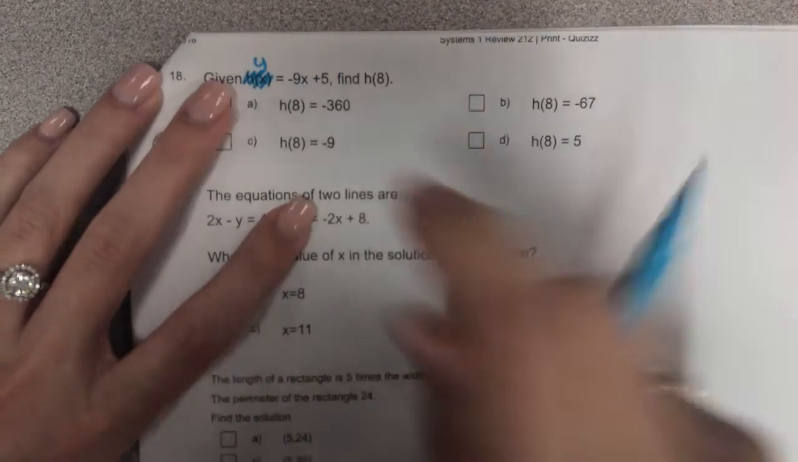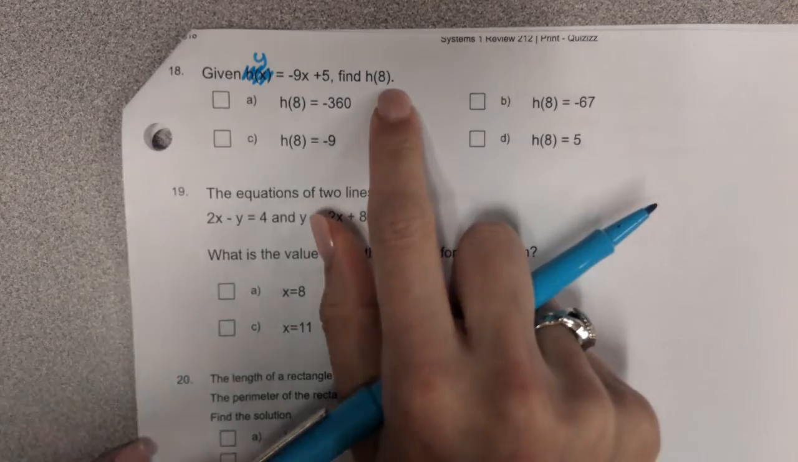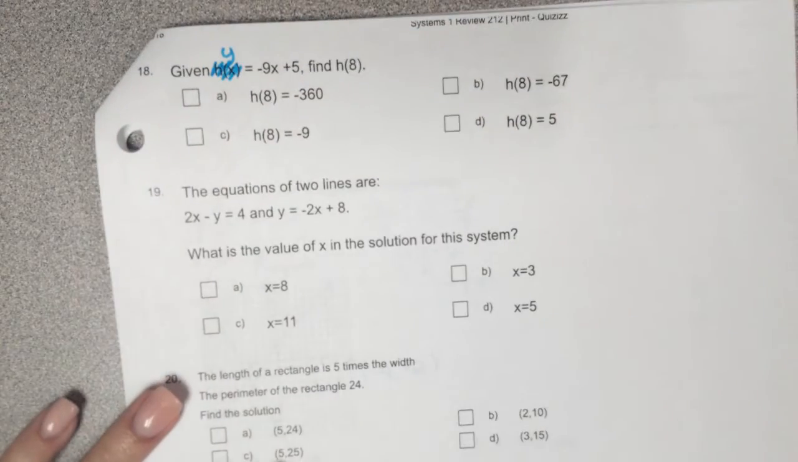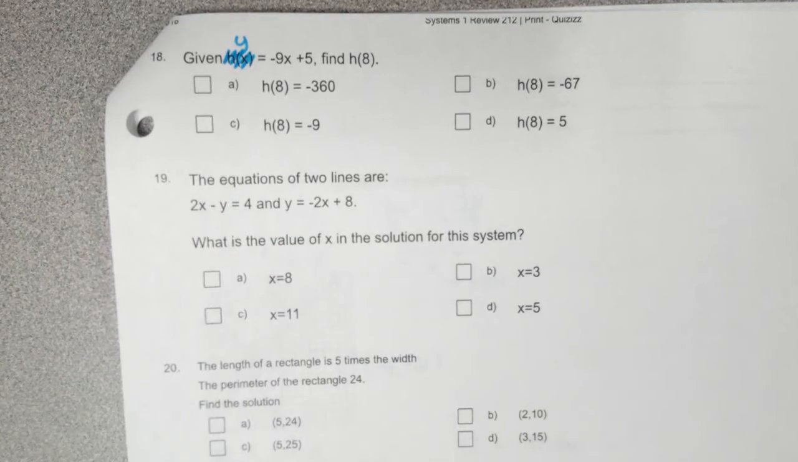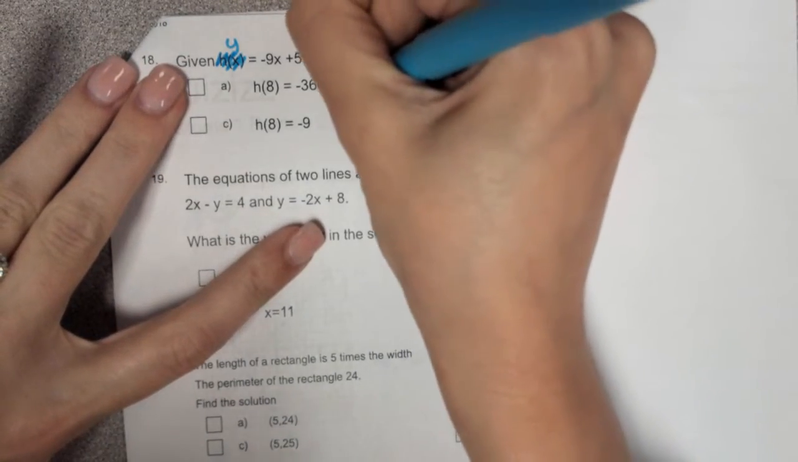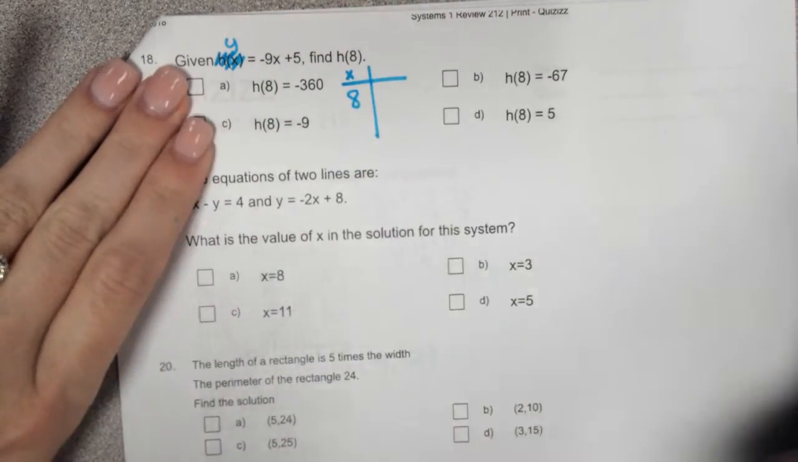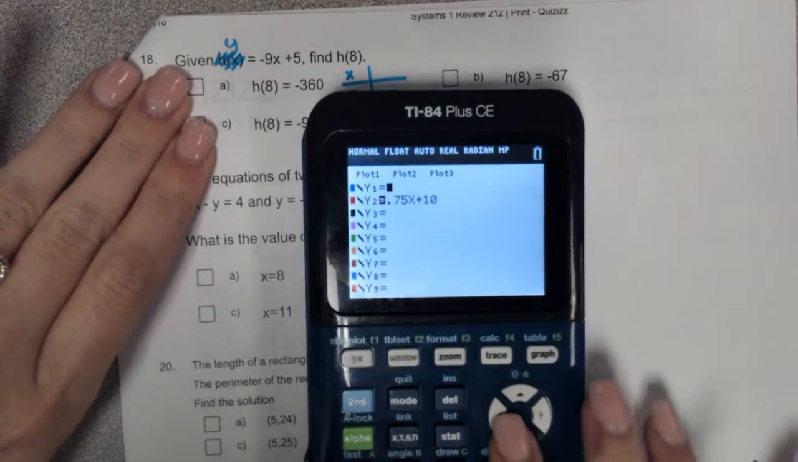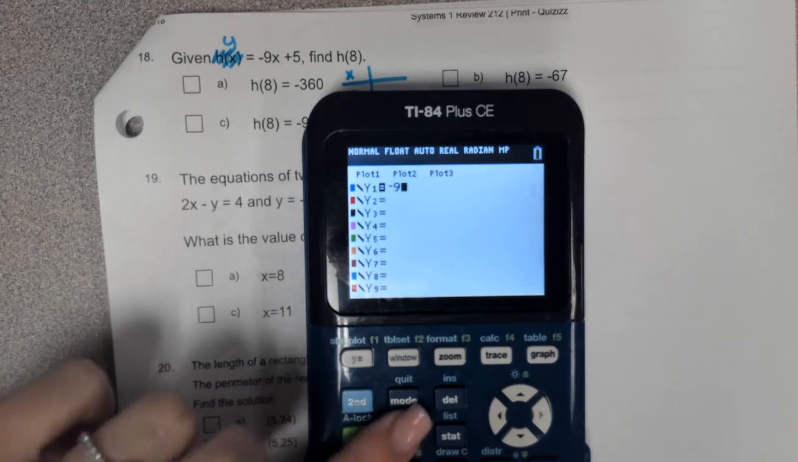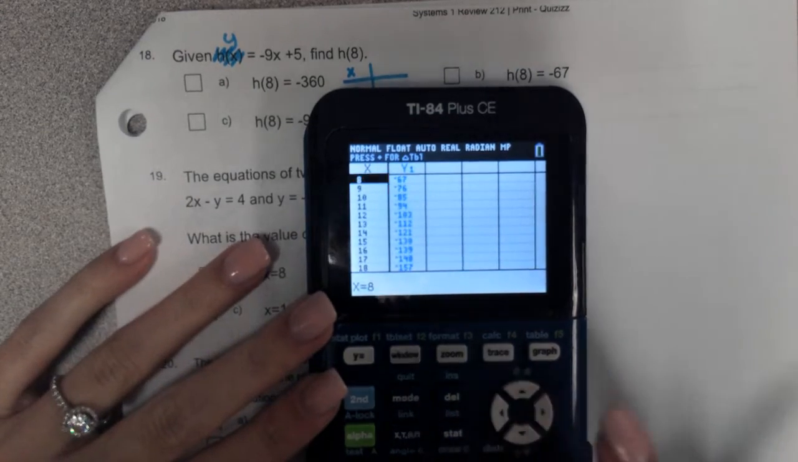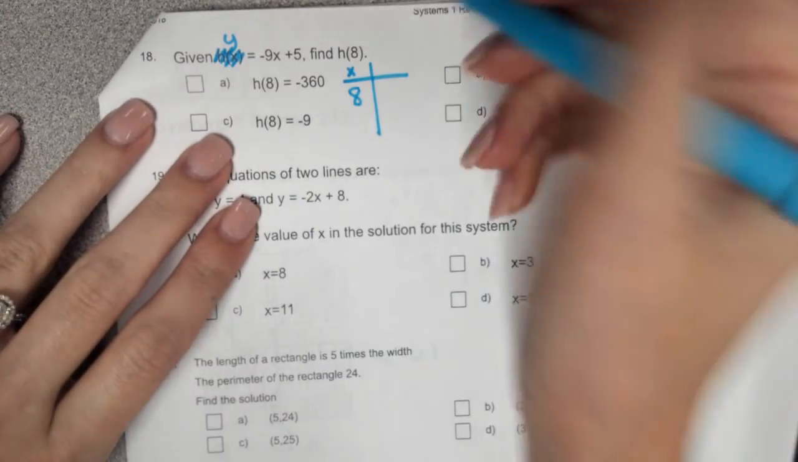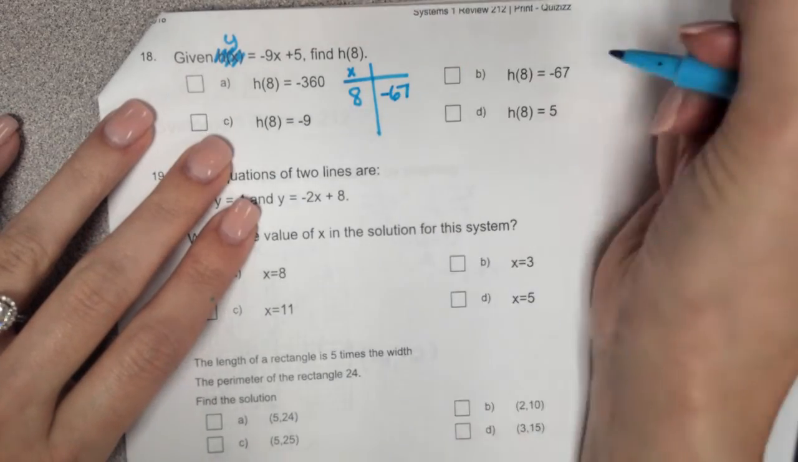All right, given h of x just means y. So given this function, find h of 8. Guys, that's inside the parentheses. When it's inside the parentheses, it's your x value. Remember, do your little motions. Wakanda forever. So we're looking for where the x value is 8. So I'm going to go to my y equals. I've got negative 9x plus 5. And when my x value is 8, the y value is negative 67.